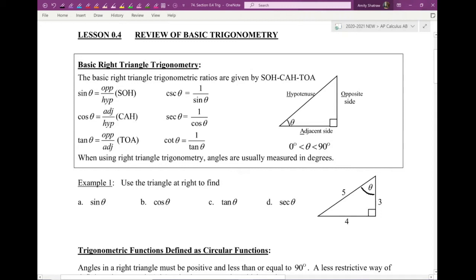Okay, so be sure to check out the freestyle if you want to refresh your memory on all of this stuff right here. I definitely go over it there. So, using the triangle at right to find sine of theta.